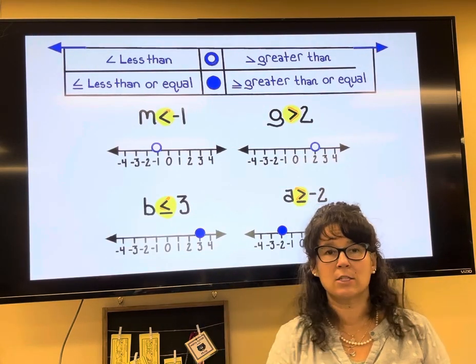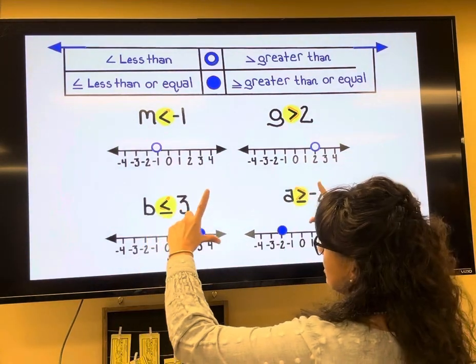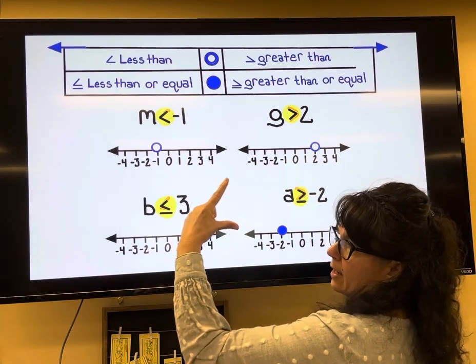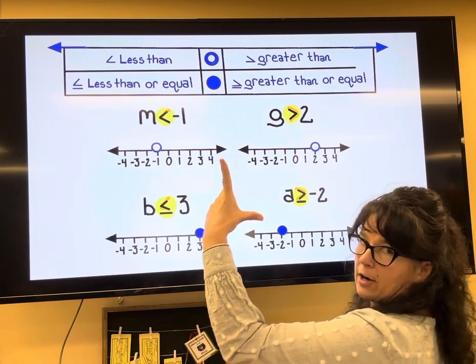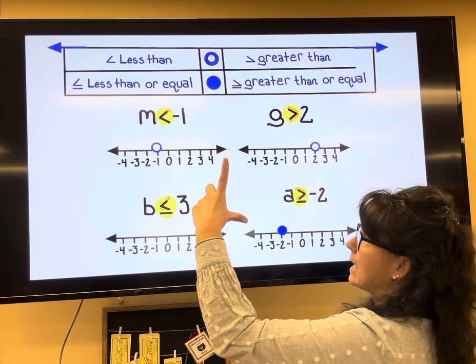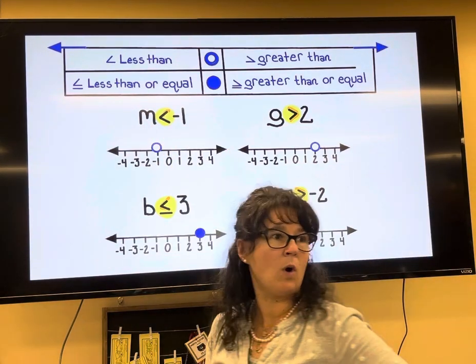Next, I have to decide which direction to put the arrow. There's a couple ways to do this, but let's first start with reminding ourselves which symbol is which. When I have this symbol here and I open it up, it makes the letter L. So this one says L, less than. So my numbers are less than -1.